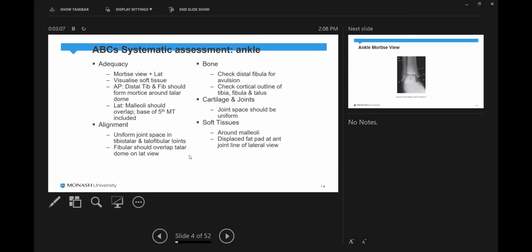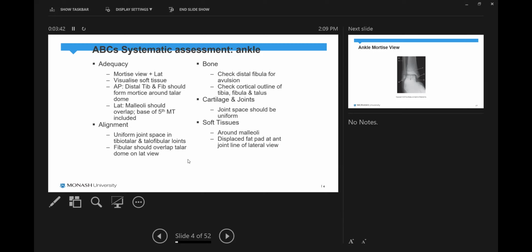In terms of alignment, there should be uniform joint space in the tibio-talar as well as the talofibular joints, and the fibula should overlap the talar dome on the lateral view. Similar to any of the x-rays where you are looking at bone, check for any avulsion fractures near the joint, and also any breaks in the cortex, and here it will be within the tibia, the fibula and the talus. And as mentioned already, the joint space should be uniform.